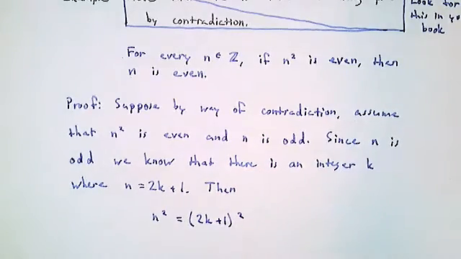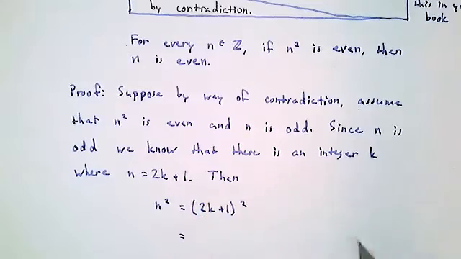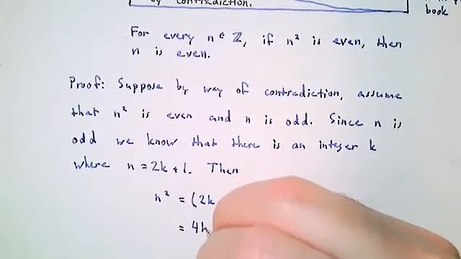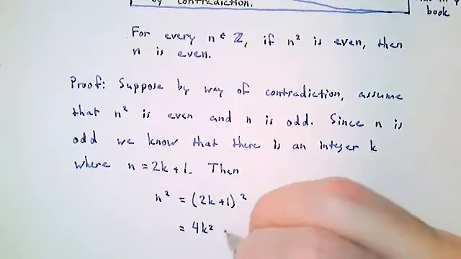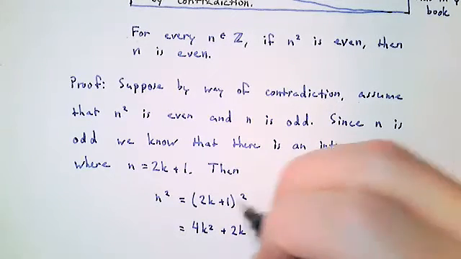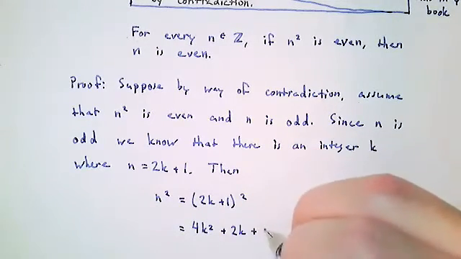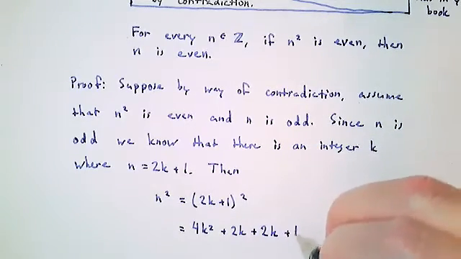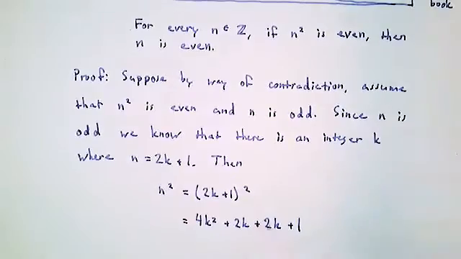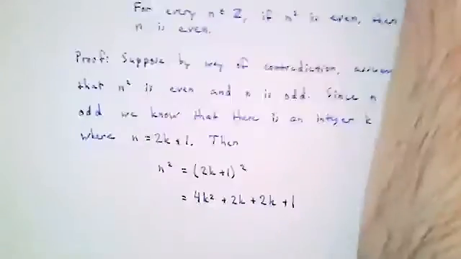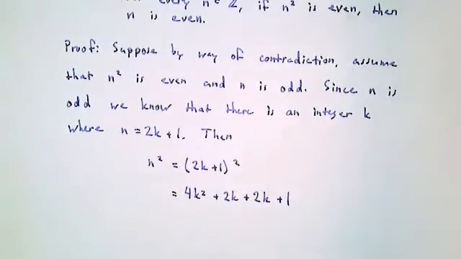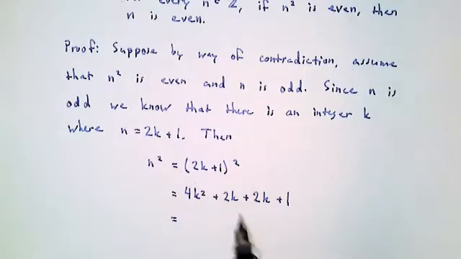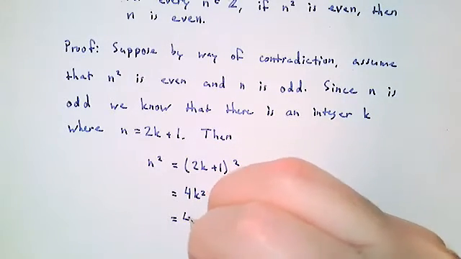And we know how to FOIL things out. So we can work through 2k times 2k is 4k squared. Then we'll get a 2k times 1, and then another 1 times 2k, and then finally a 1 times 1. But this is a little messy. We should probably remember how to collect terms. So combine the two 2k's to get 4k.